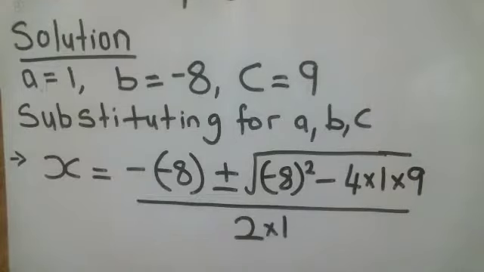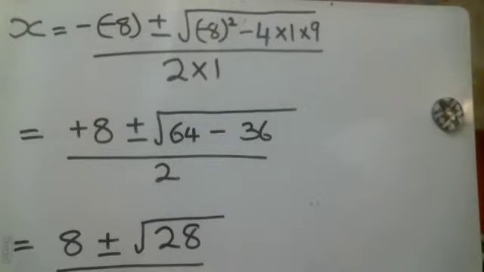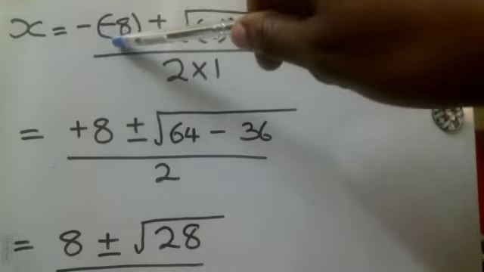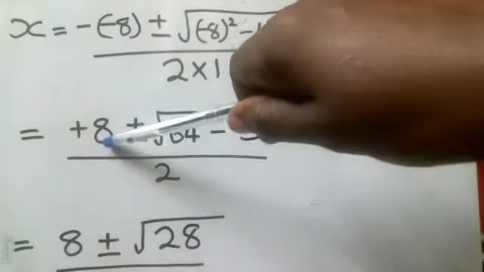Substituting A, B, C into the formula, we have x is equal to minus 8 in brackets plus minus square root of minus 8 squared minus 4 times 1 times 9, all over 2 times 1. So here x is equal to minus 8. Minus times minus 8 becomes plus 8.